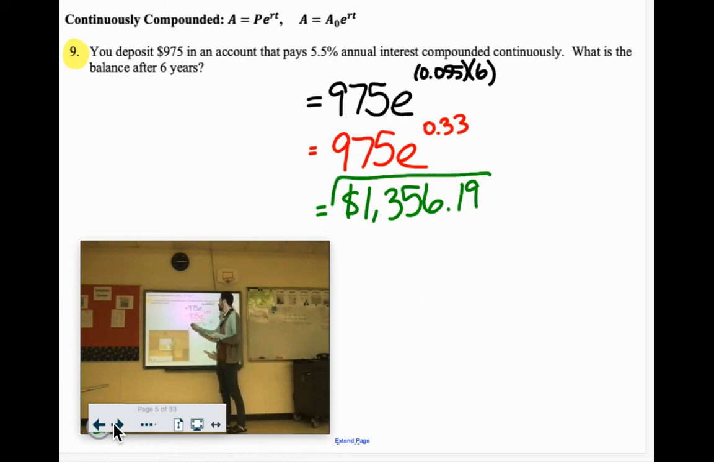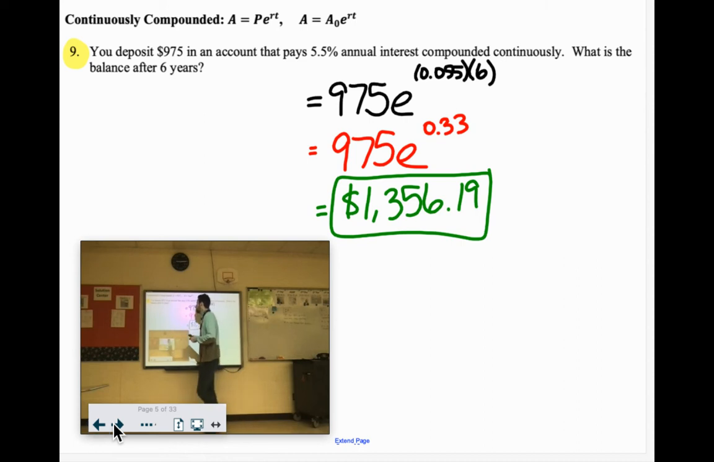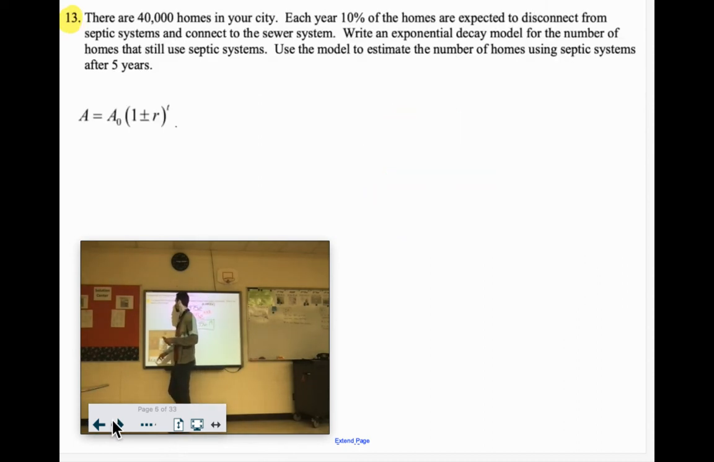$1,356.19. Way to go. Look at us making some money.